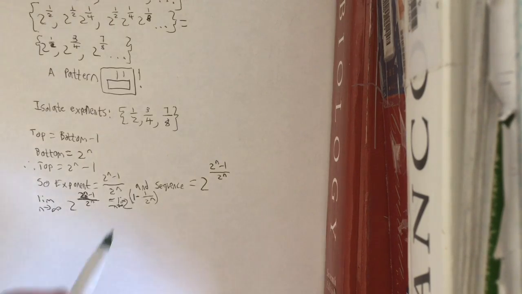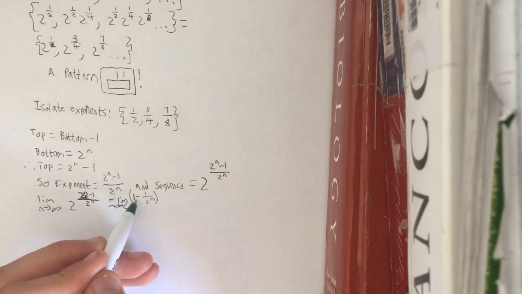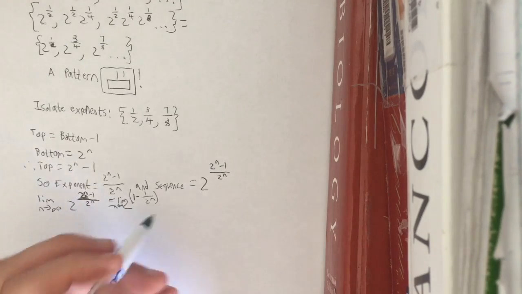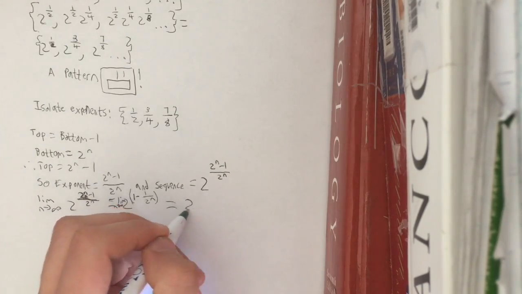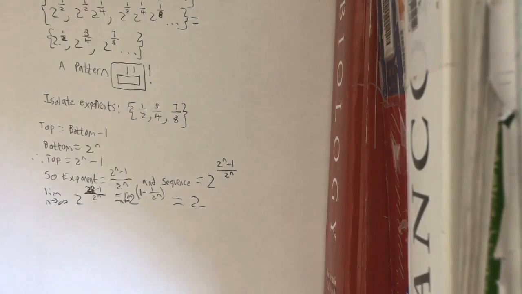Alright, so now we just need to take the limit of this, and it's going to be 2 to the 1 minus 0, which is going to equal 2. And that's our limit. Terrific, we've solved the problem.